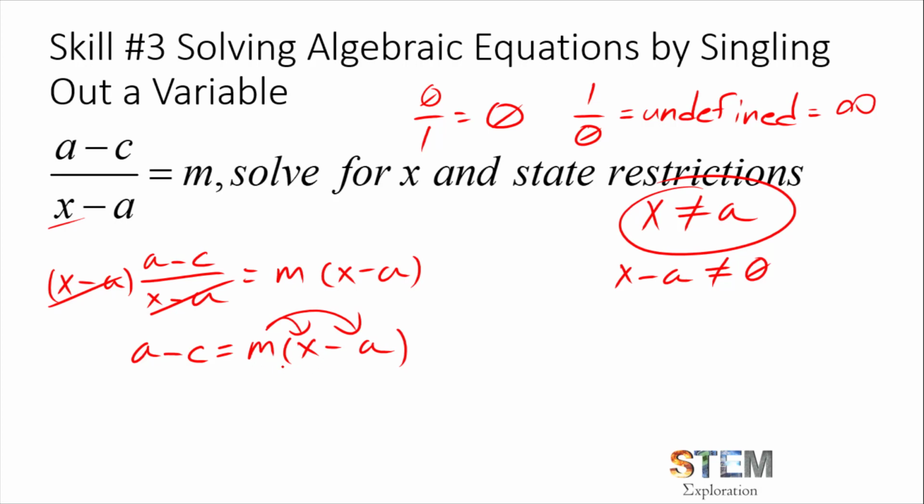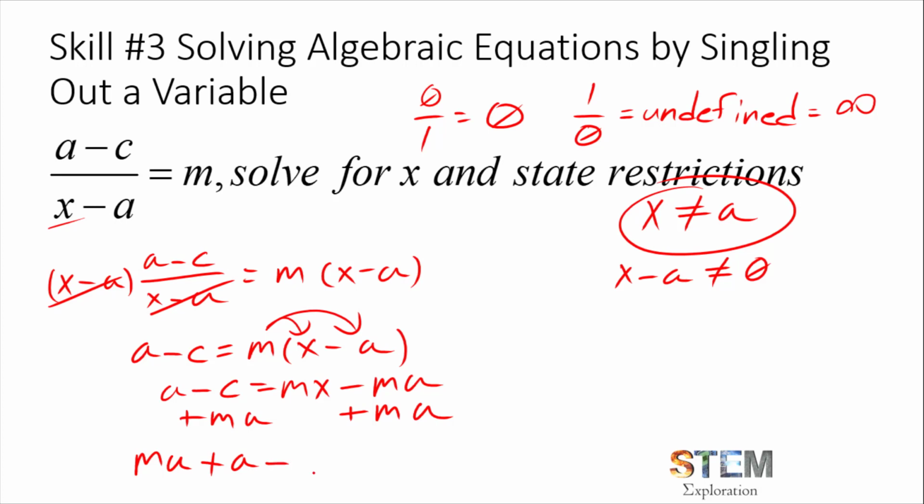The x is trapped in here. I can't magically isolate it without undoing this factoring out that's here. So I'm just going to distribute, and then I'll say a minus c equals mx minus ma. All right, and now I can do a little bit more work here where I add ma to both sides, and then I would have ma plus a minus c equals mx.